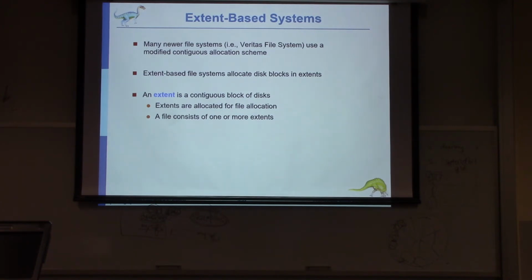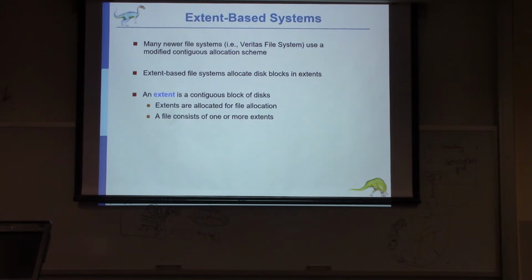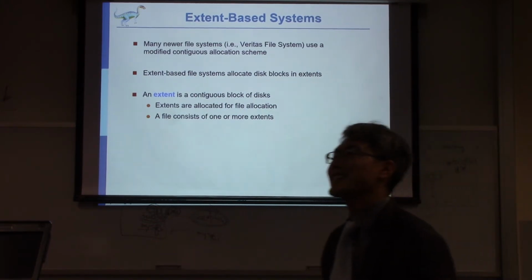To address that problem, definitely you can see it's a fragmentation issue. Even though we have 1, 2, 3, 4, 5, 6, 7, 8, 9, 10, 11, 12, 13 free blocks, we cannot create a 13-block-size file. It's a fragmentation issue. To address that problem, some operating systems use extents.